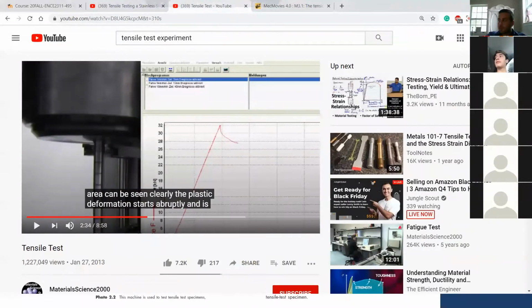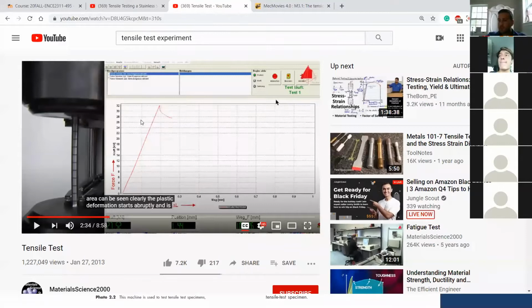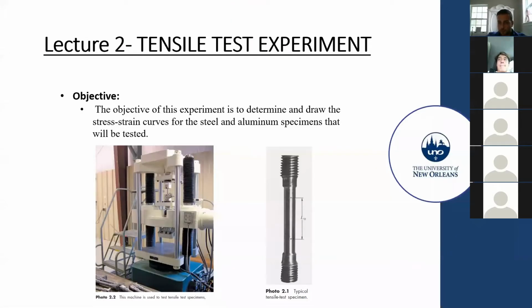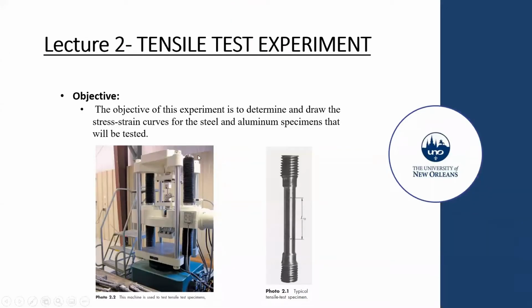Okay, let's continue. So the objective of the tensile test experiment is basically to determine, in theory, we're trying to determine and draw the stress and strain curves for the steel and aluminum specimen.